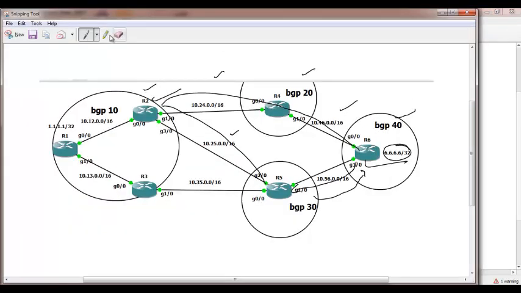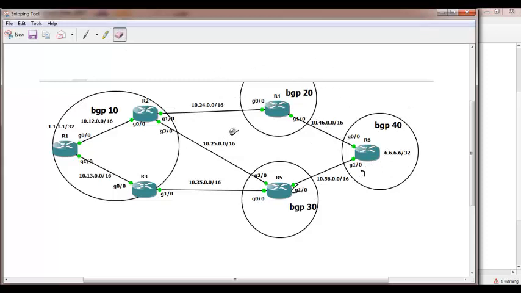The bandwidth here in this link. For example, let's assume this is you and you are connected to 2 ISPs. This is one ISP, this is another ISP. With ISP 2 you have more bandwidth, let's say 100 meg. With ISP 1 you just got 512 KB.